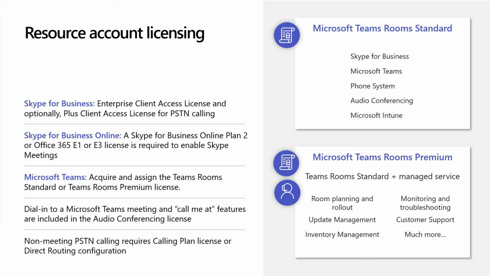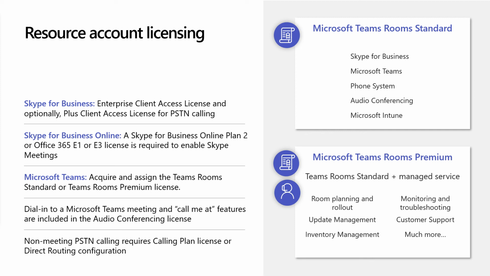We strongly recommend using the Teams Room Standard or Premium license for all meeting rooms that will be used for Skype for Business Online or Microsoft Teams. The Teams Room Standard license is a cost-effective license that includes all the core components needed for Teams Rooms. The Teams Rooms Premium license adds additional features such as a Microsoft managed service that will help with everything from planning your rooms to monitoring and troubleshooting Teams Rooms.